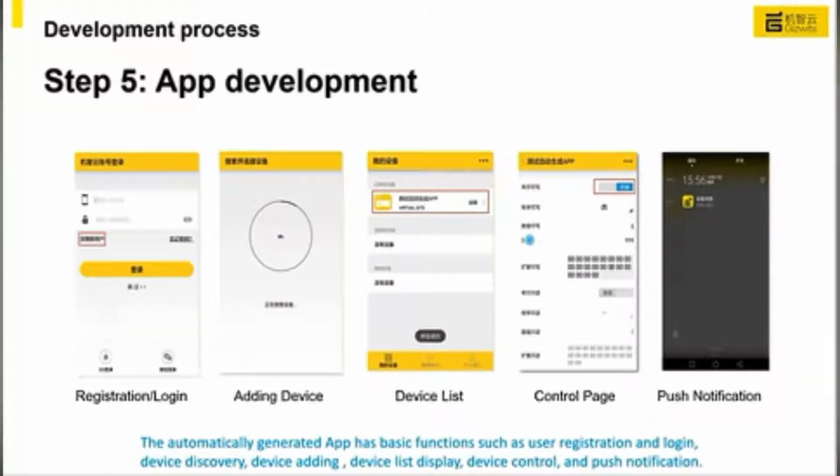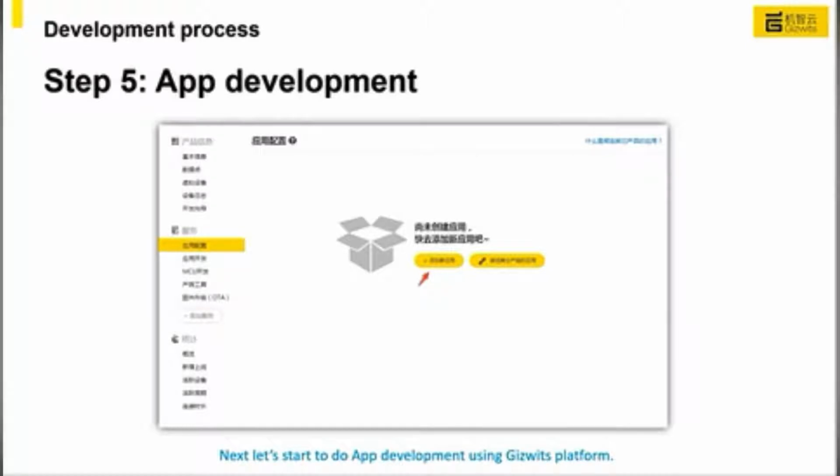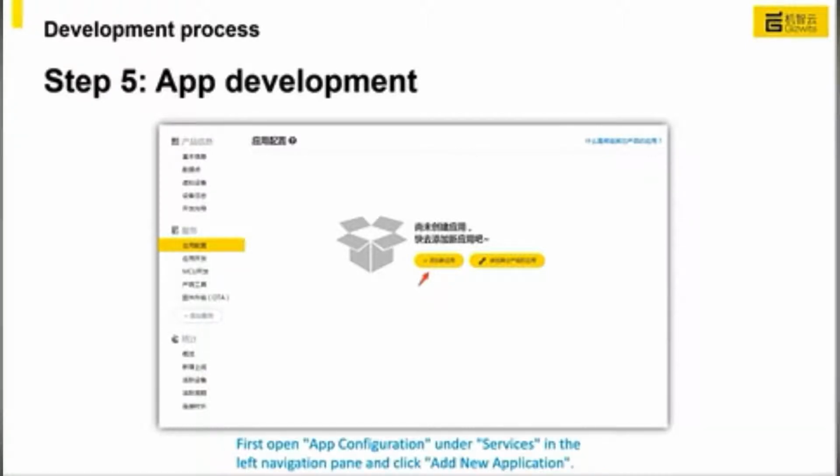hardware. The automatically generated app has basic functions such as user registration and login, device discovery, device binding, device list display, device control, and push notification. Next, let's start to do app development using the Gizwits platform.